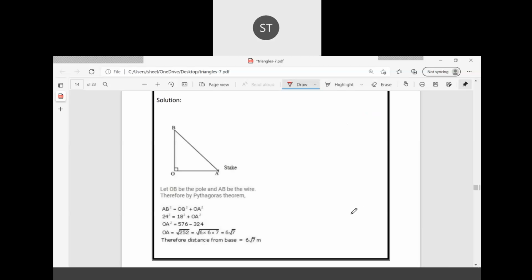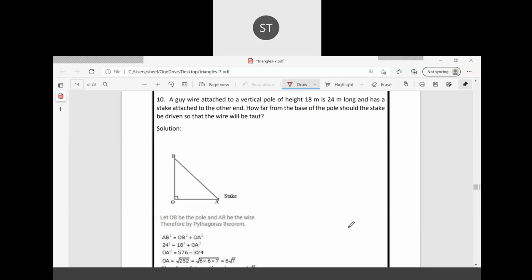AB square equal to OB square plus OA square. So AB is given in the question as 24 and OB is 18. Just substitute the values and solve for OA, that is equal to 6 root 7 meter only. So the distance from the base is equal to 6 root 7 meter. So that only the wire will be straight.